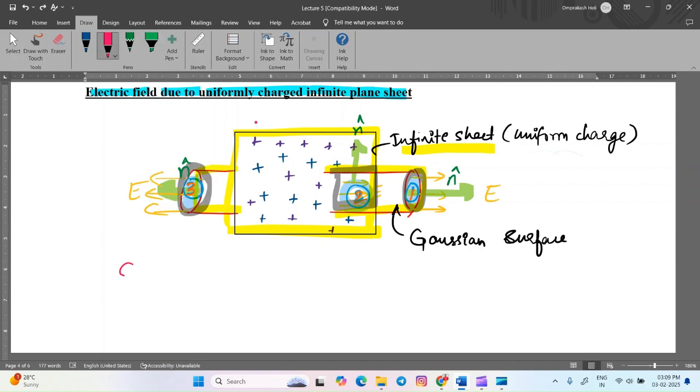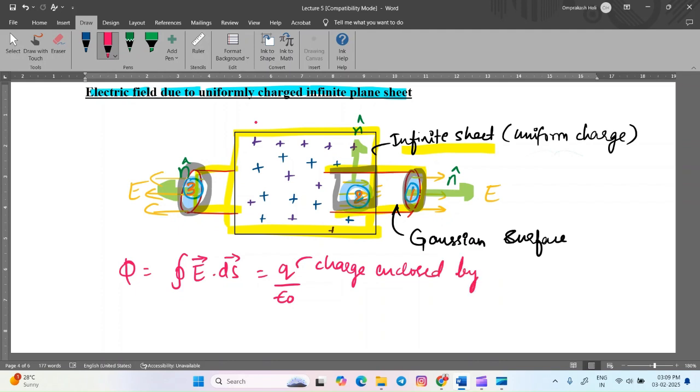As we know, electric flux is nothing but the closed integration of E dot dS, which is also equal to q by epsilon naught as per Gauss law, where q is the charge enclosed by the closed surface.